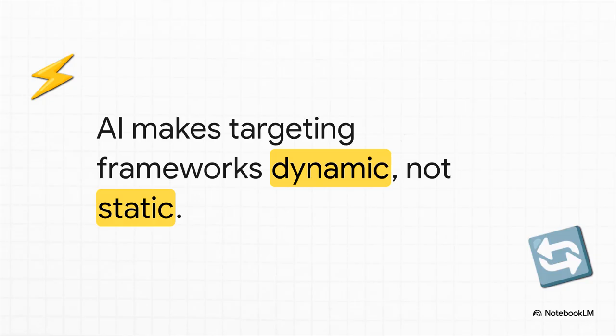Instead of defining your ICP in a conference room and then sticking it in a binder for a year, AI lets you constantly refresh it based on what's happening right now. Your targeting doesn't get stale. It literally evolves as your market evolves.